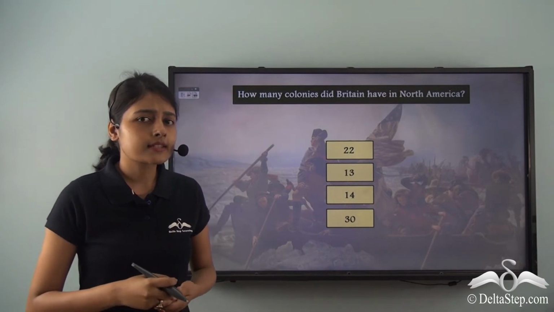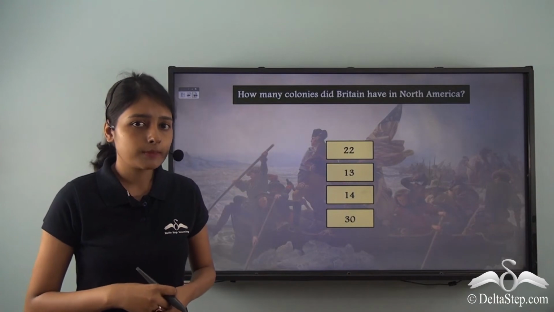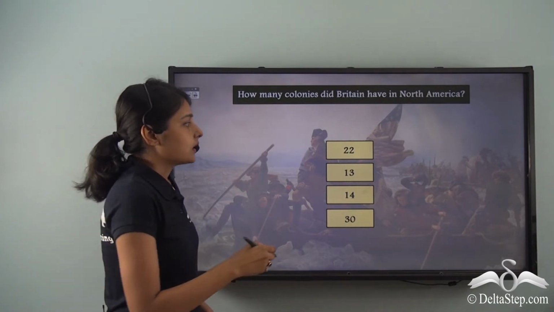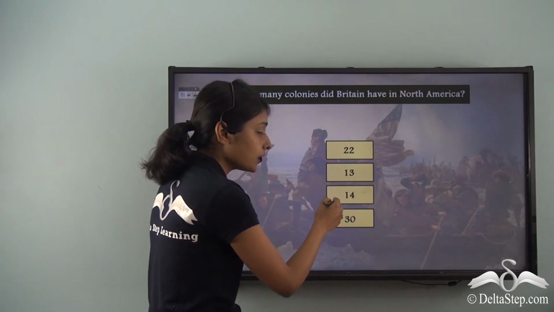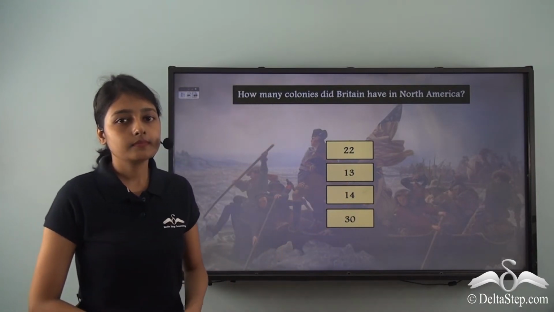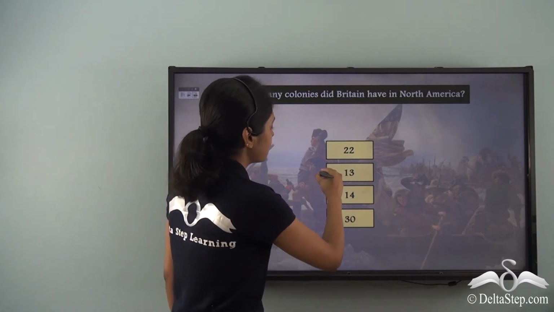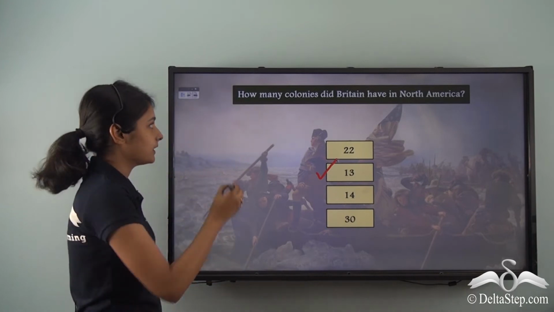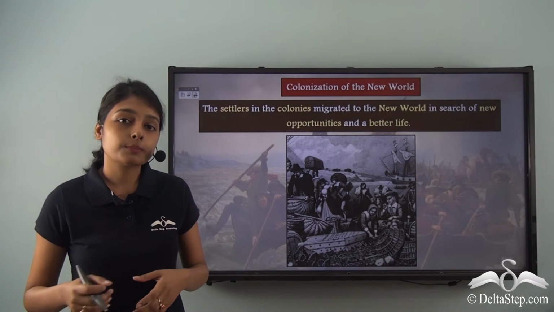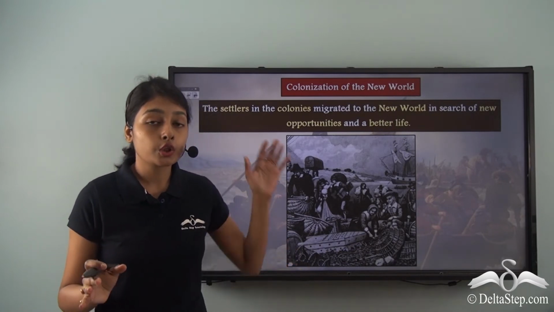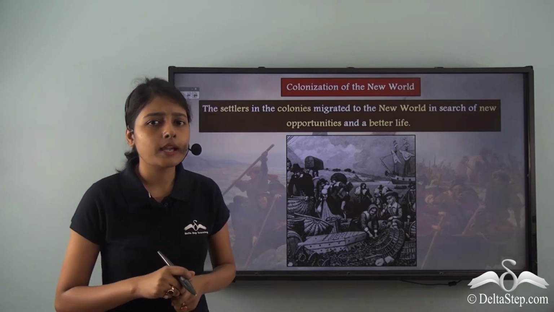Now if I quickly ask you, how many colonies did Britain set up in North America, will you be able to answer that? Were there 22 colonies, 13 colonies, 14 colonies, or 30 colonies? Yes, you are right. Britain set up 13 colonies in North America. Now that we saw that the colonies were being set up in the New World or North America more specifically, I suppose many questions are coming to your mind.